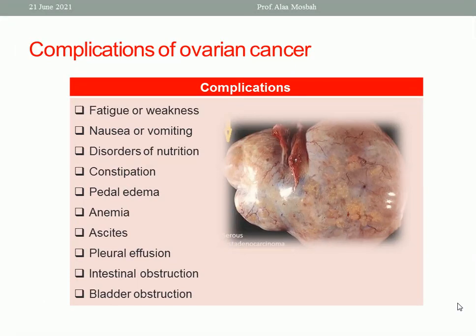Complications in late stage ovarian cancer include nausea, vomiting, fatigue, weakness, constipation, disorder of nutrition and cachexia, pedal edema, anemia and ascites, pleural effusion, bladder obstruction and intestinal obstruction.